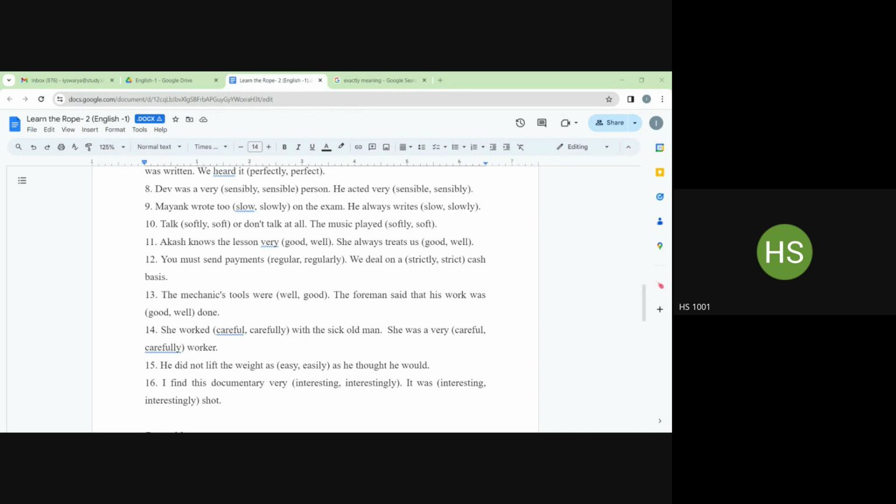The second sentence: the foreman said that his work was, do you say good done? No, you don't. It's well done. It's also about the work that is being done. So, well done. Then the sentence, we deal on a dash cash basis. Strictly is an adverb, and deal on is the verb.